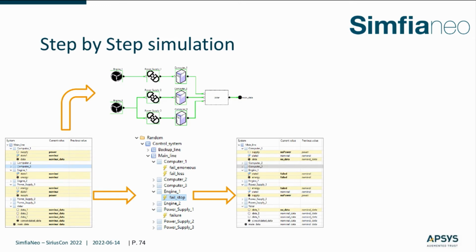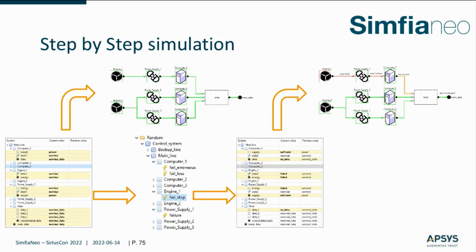The user can select an event to trigger. Here, the user selects the engine 1 fail stop event. This event is sent to the AltaRica engine, which computes a new state of the system. And here you can see that all modified values have a yellow background. Sirius updates the diagram according to this new state.